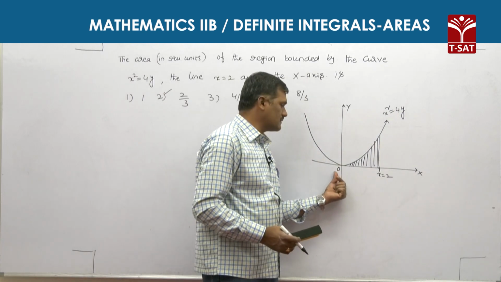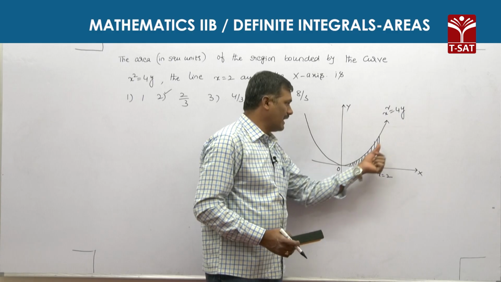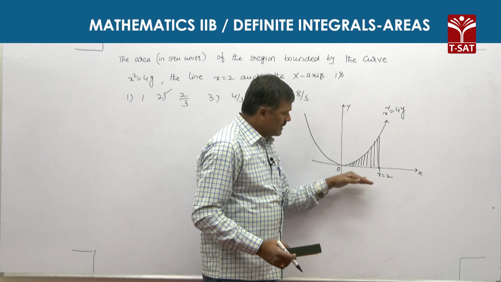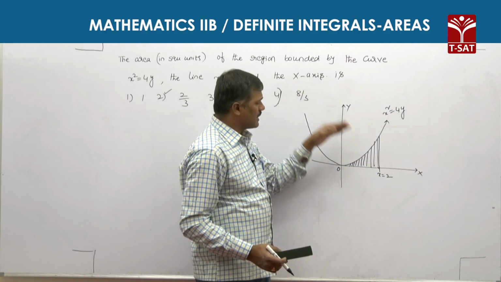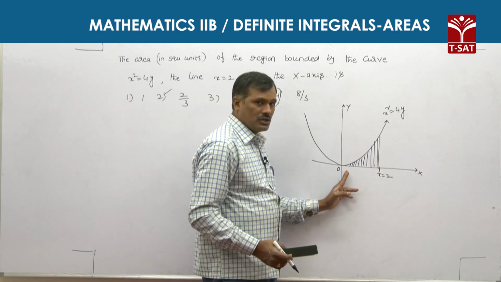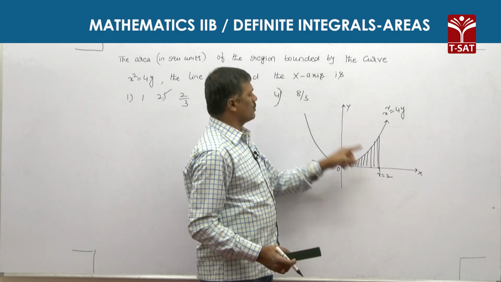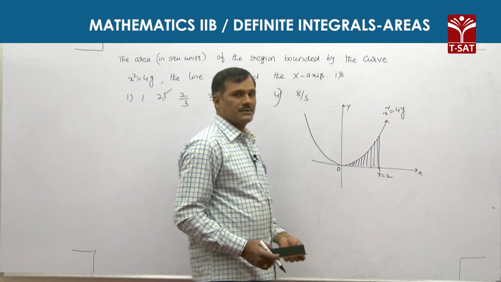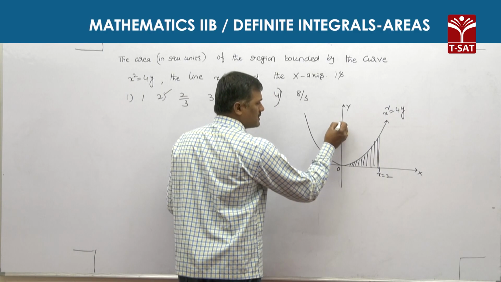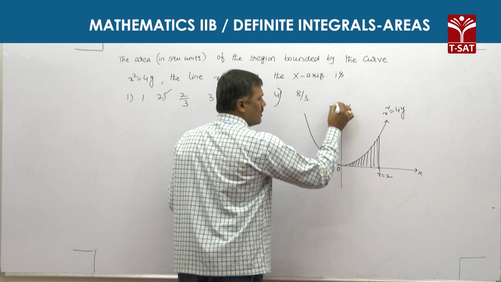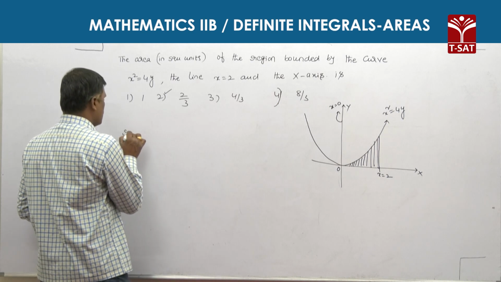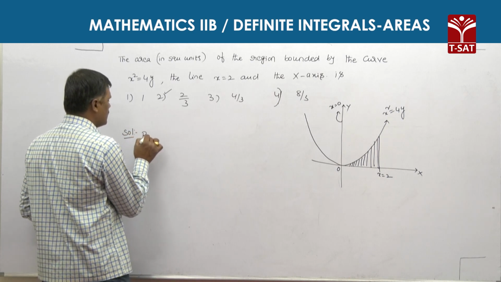Whose vertex is (0, 0), and x is equal to 2 is given clearly. So with the x-axis, the area between the x-axis and the curve is from where? From 0 to x is equal to 2. So this is the required area. So the limits are x is equal to a, x is equal to b. Here x is equal to a means the y-axis, x is equal to 0. Now the solution, required area.